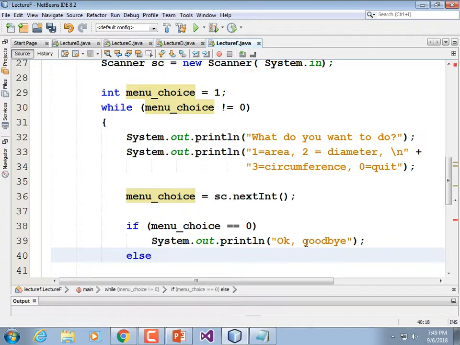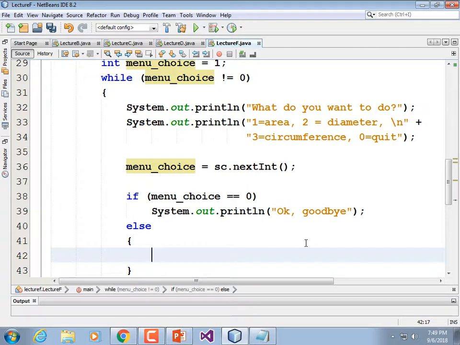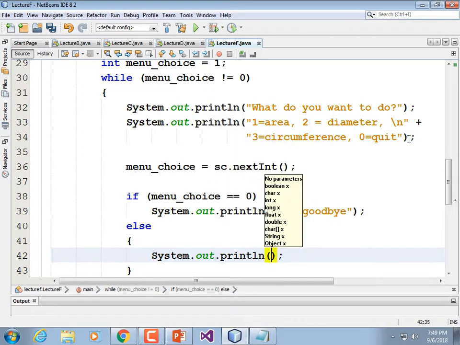Couldn't you just make an if statement saying that if it's 0, then else? Yeah, I could block off the entire next section. So that's a good idea. Let's do that. So, else, and now we're going to do something if the menuChoice is not equal to 0. We're going to check to see if it's 1, 2, or 3. But we better ask for the radius first, right? Because we have all these choices. So let's do a print line to ask for the radius. System.out.println, what is the radius?